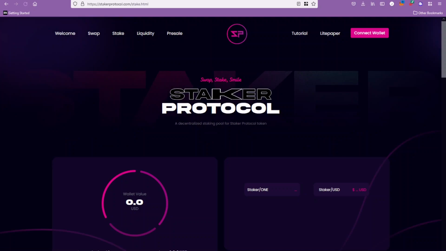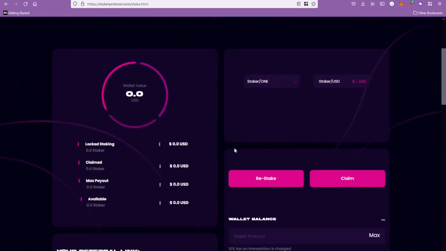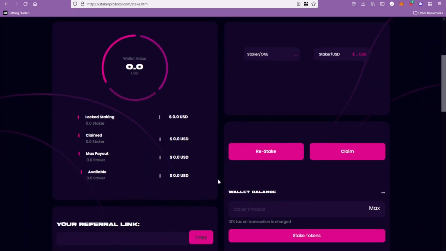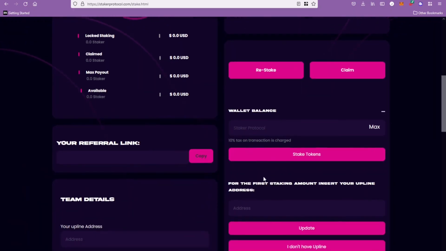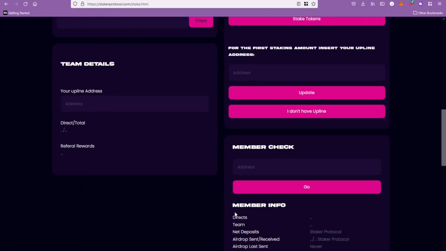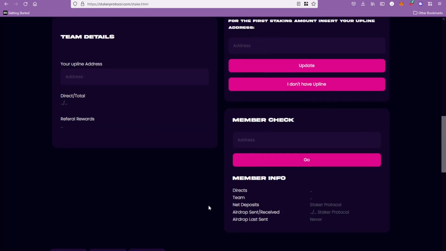Staking, this is going to be your dashboard for staking. This is where you're going to be able to see your balance and your rewards, and this is where you're able to restake, compound or claim, this kind of stuff. This is where you're going to be able to see the team that you're in as well, the team details, your referral rewards and this kind of stuff.